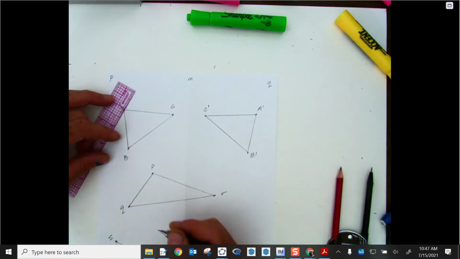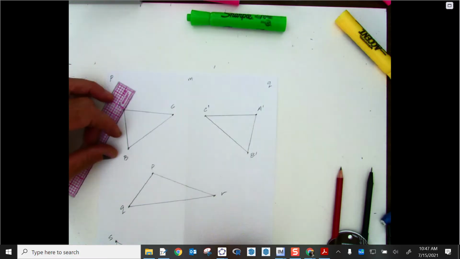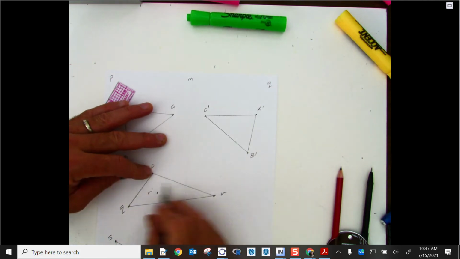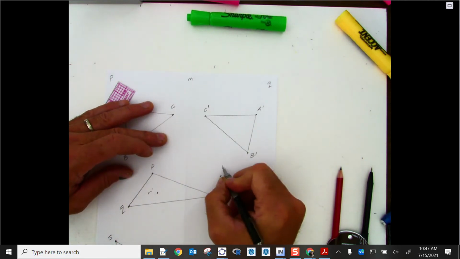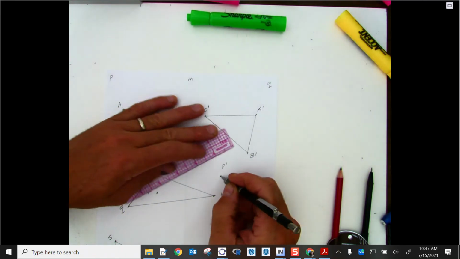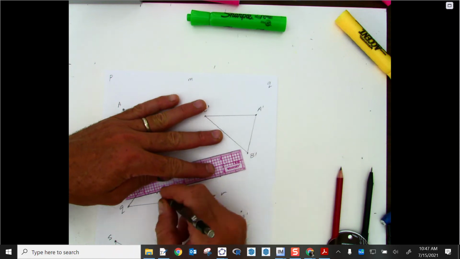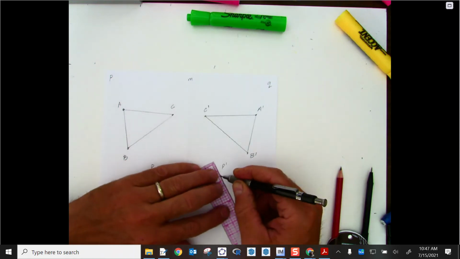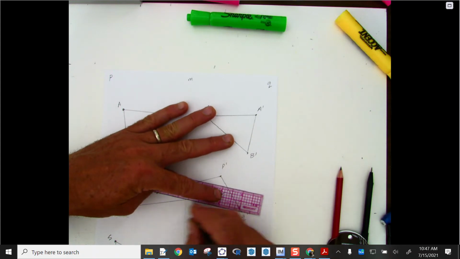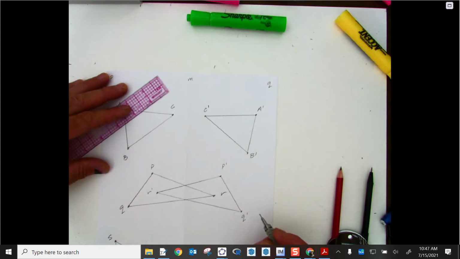So there we go. There's the first reflection across the fold line M. Let's see, I'll put this one here. That must be R prime. And then this one must be P prime. And then this one must be Q prime. So I'll go ahead and draw that in. So the reflection of PQR, PQR prime.